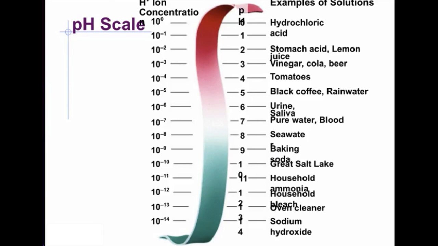In this pH scale, as you can see from top to bottom, the top has the most acidity, and down below is the most basic. Hydrochloric acid is 1, all the way down to sodium hydroxide, which is 14. Pure water is 7, which is a neutral pH.